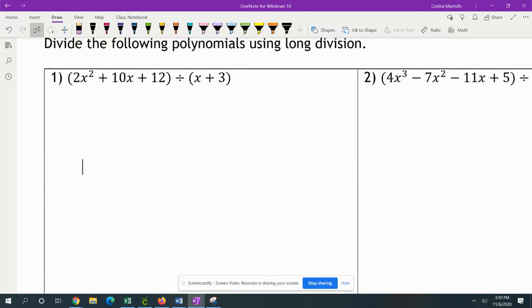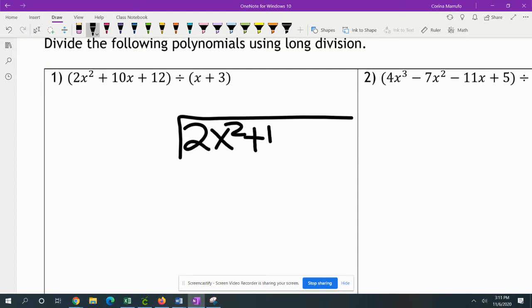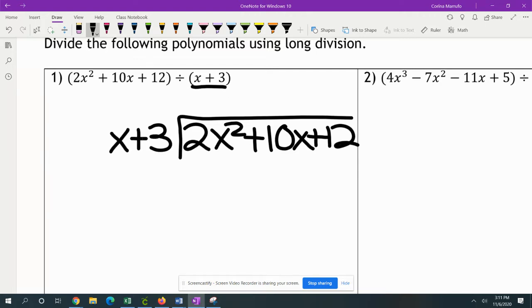So if we do 2x squared plus 10x plus 12, we're going to go ahead and take that and put it inside the little box. Whoops, make it a little lower. So 2x squared plus 10x plus 12. Okay, so that one goes inside the little house. And then on the outside goes the x plus 3. Okay, so we follow the same steps. Now it is, of course, going to be a little bit different because we have polynomials.